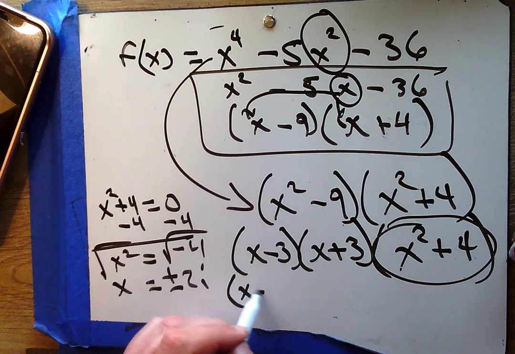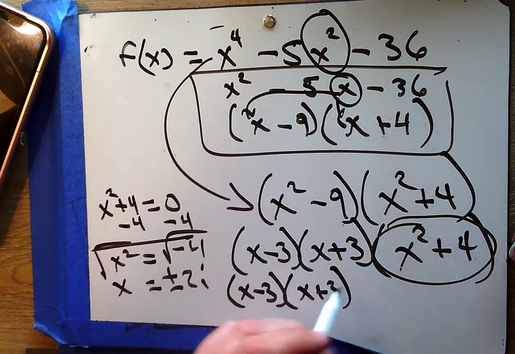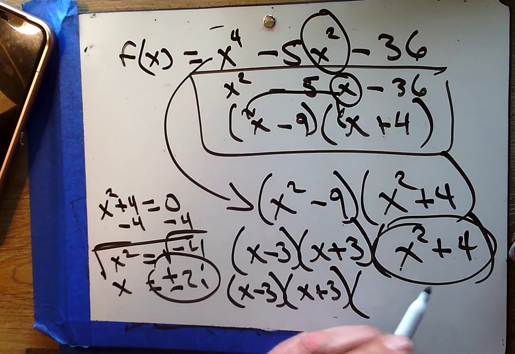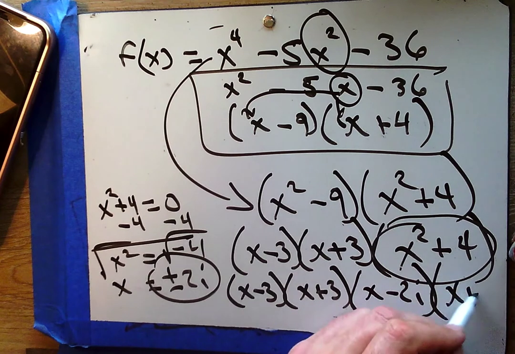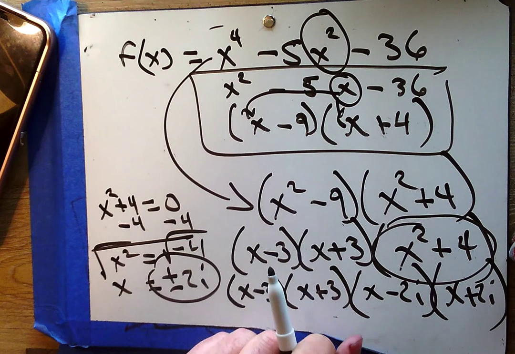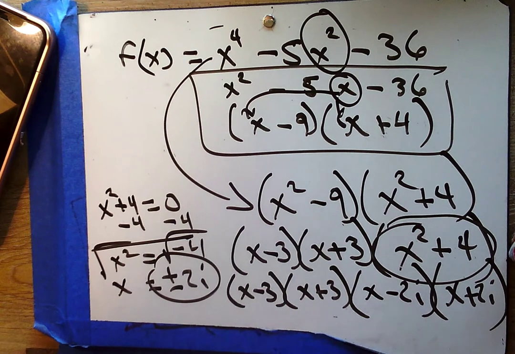So my complete linear factorization, these factors from here. Now what about these factors? Those are my complex roots, so we've got x minus 2i and x plus 2i. And there's our fourth degree polynomial fully factored, okay? We've only got 2 real x-intercepts, and we've got these 2 imaginary x-intercepts.